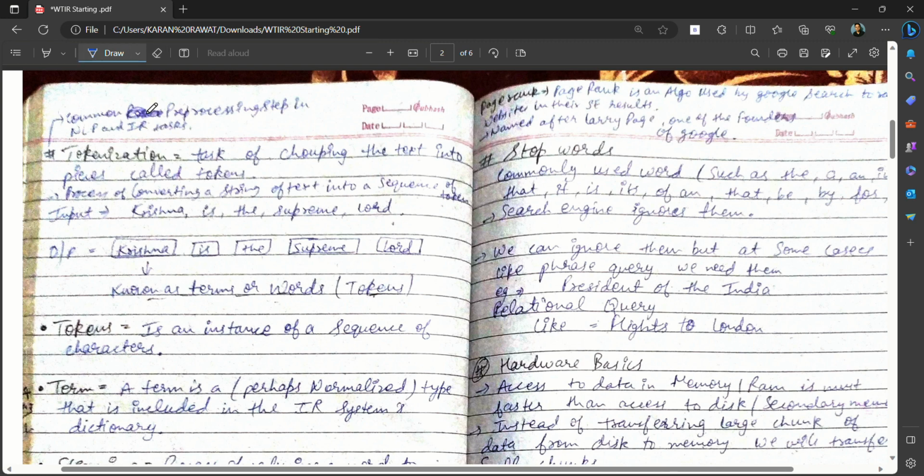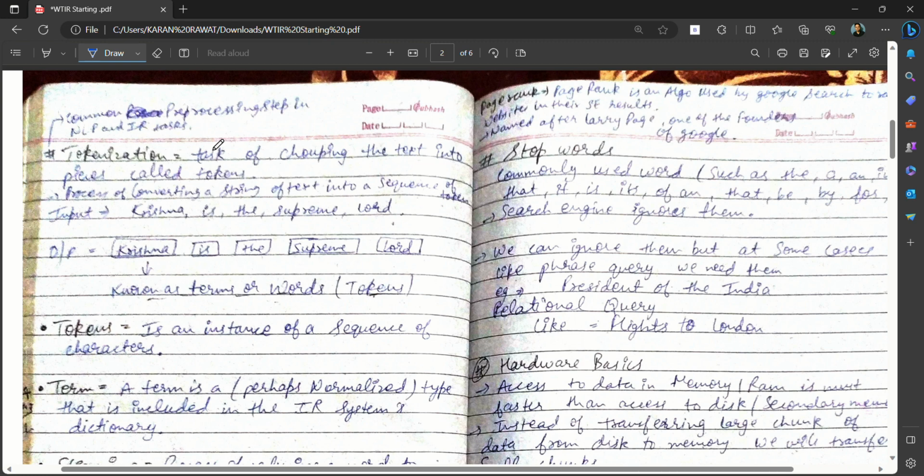Tokenization is a common pre-processing step in NLP and IR tasks. NLP is natural language processing, and IR is information retrieval. So tokenization is a pre-processing step, meaning a step that is followed before the processing. Processing here, in terms of this subject, WTIR, is the processing of documents.